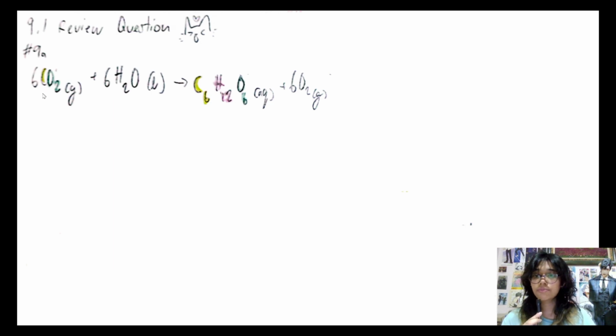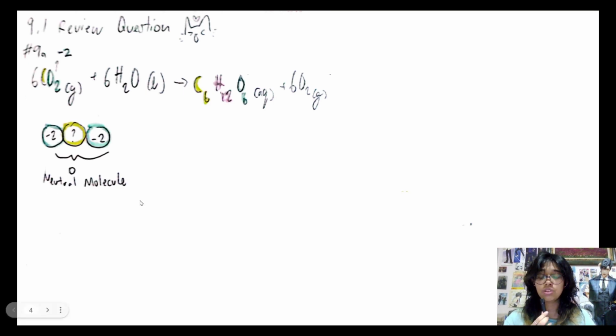So let's start with CO2 first. We know from the table earlier that oxygen's oxidation number is -2. So what we can do is visualize this easier. Because we see that CO2 itself does not have a charge, we know that this will equal 0 and it will be a neutral molecule. So we can just easily visualize this. So we have -2 and -2 here because we have 2 oxygens and -2 is its oxidation number. So we know when all of this is added up, it will become 0.